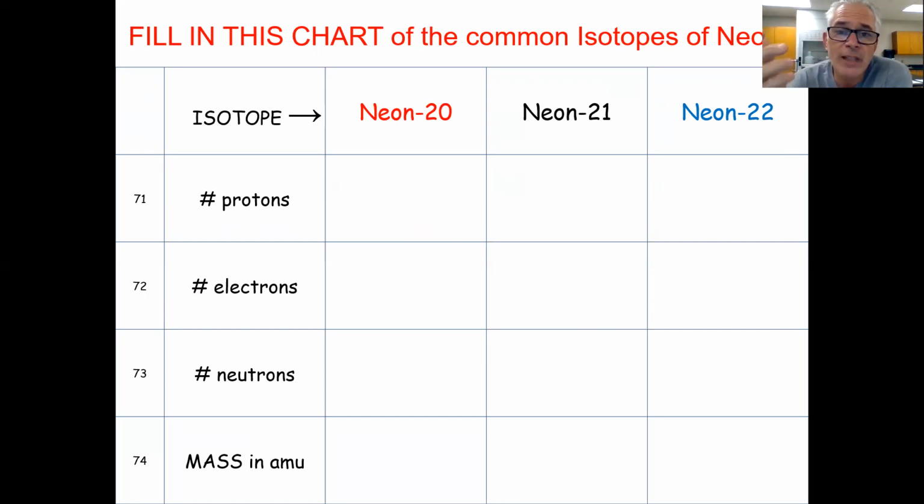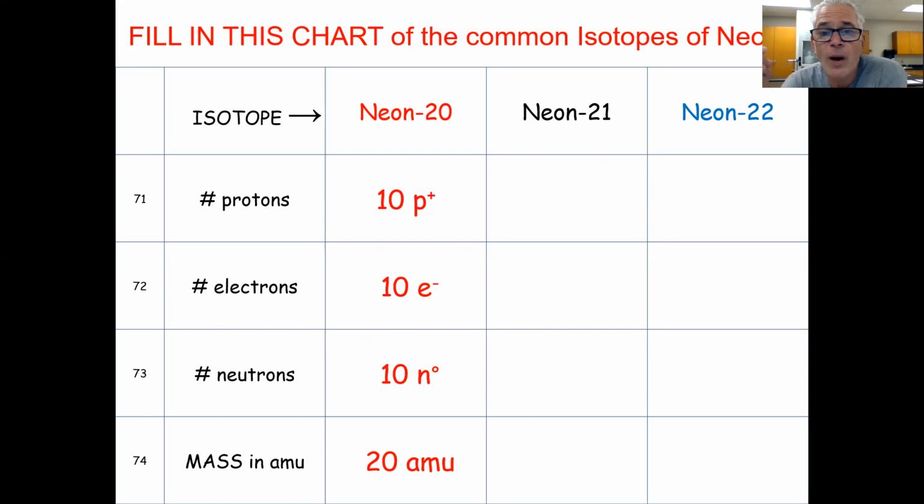We have an isotope called neon 20, an isotope called neon 21, and an isotope of neon called neon 22. Three different masses: 20 AMUs, 21 AMUs, or 22 AMUs. Now, how many protons, electrons, neutrons, and what is the mass? In the first one, neon 20, the most common isotope, because when you round the mass, it rounds to 20.